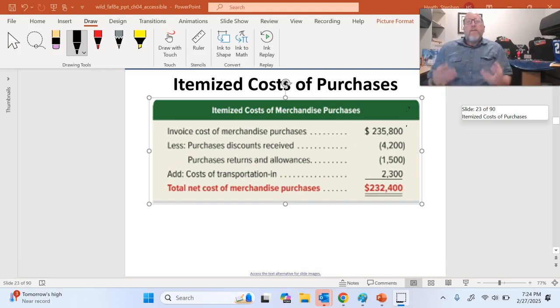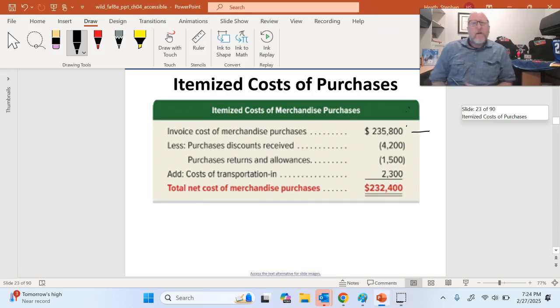So when I think about the true cost of my inventory, it's really made up of four elements. The first element is just the raw invoice price. And so we're going to talk about that briefly. I think we've already talked about the purchase of inventory in indirect ways when we were talking about supplies. It looks very similar. Then we're going to want to talk about discounts.